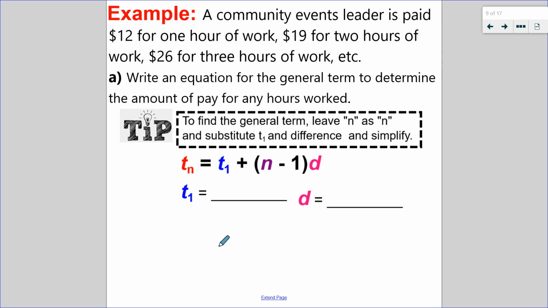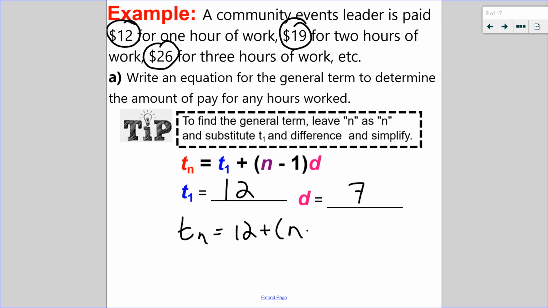So the very first term in my sequence is this $12 for 1 hour of work. So we do 12, and then we do 19, and then 26. So 12 to 19, it looks like I'm going plus 7. 19 plus 7 is 26, yes. So my common difference is 7. So let's put that all together. So first term plus n minus 1 differences.